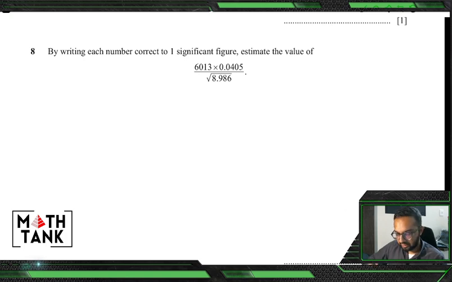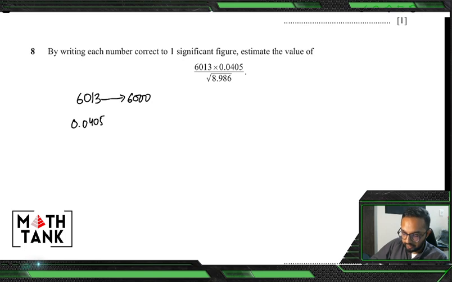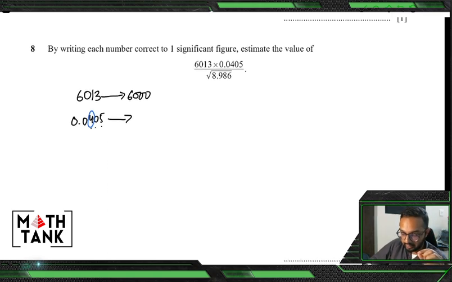It says by writing each number correct to one significant figure, estimate the value. So again 6013 correct to one significant figure was going to become 6000. 0.0405. Now the first significant figure is this 4 here. All the zeros before 4 are not significant. Had I been counting significant figures, that would be 3 significant figures. So this becomes 0.04.